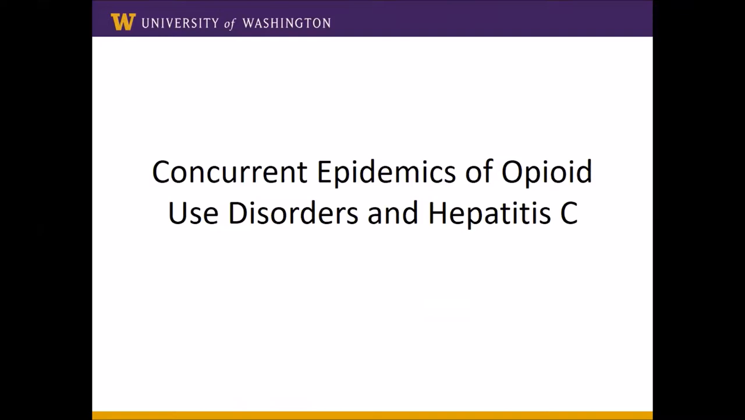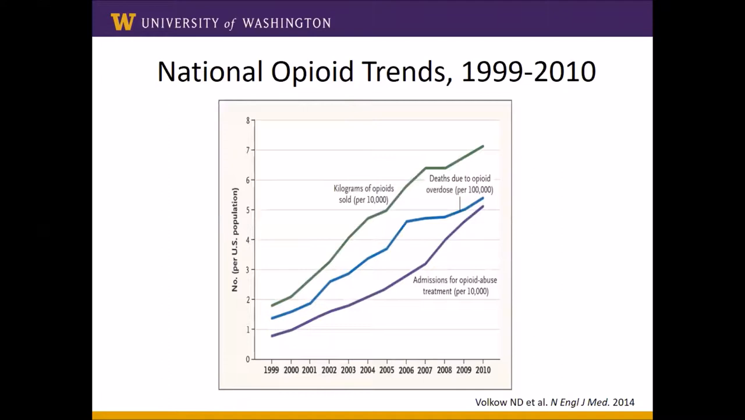So how did we arrive at this point? This slide demonstrates the upward trend in opioid prescribing that has been occurring from 1999 to 2010, where the slide ends, and the nearly parallel trends in increased hospitalizations and overdose that have occurred.